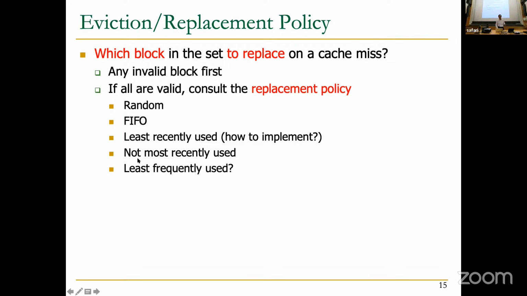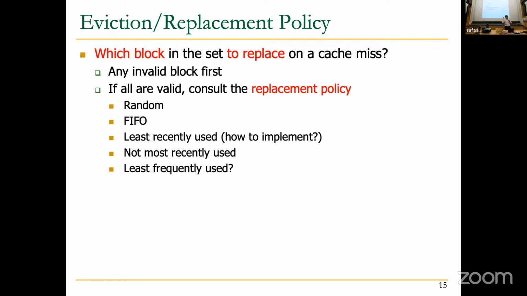Some processors implement not most recently used, or evict the block that's not the most recently used, because least recently used requires keeping track of an order within the set, right? If you have a set with 4 ways, if you really want to truly check out the least recently used block, you always need to keep track of the order of use of all of the blocks within those 4 ways.